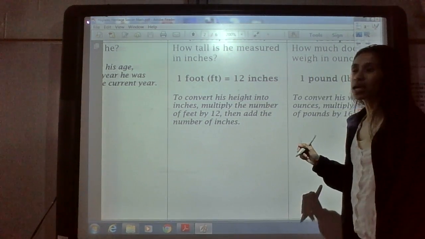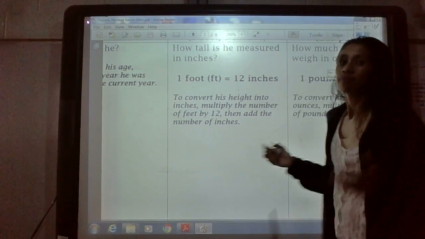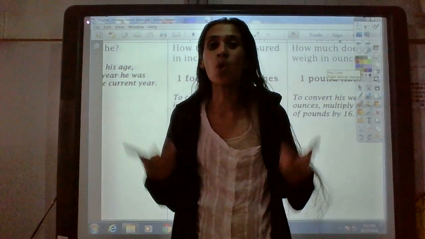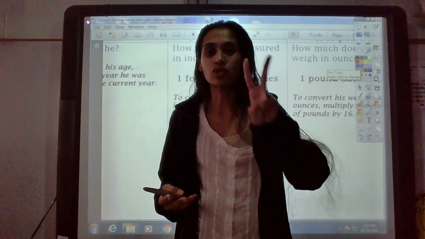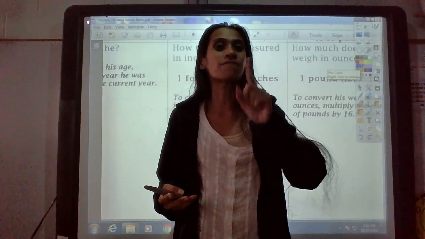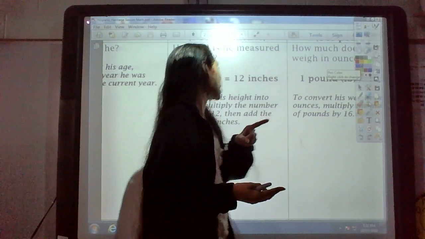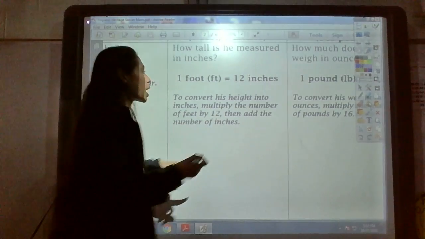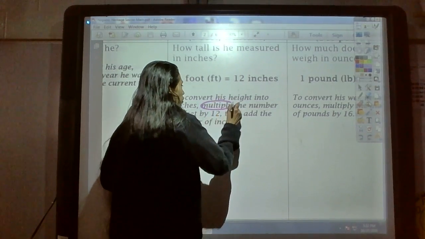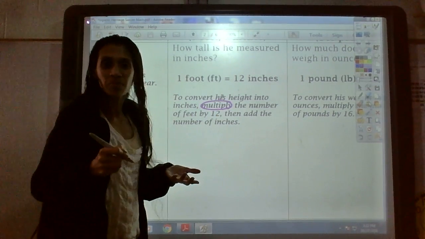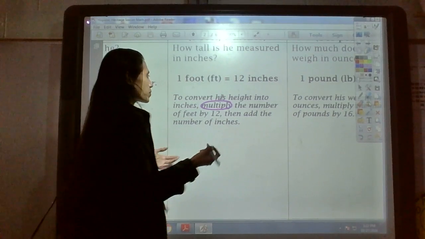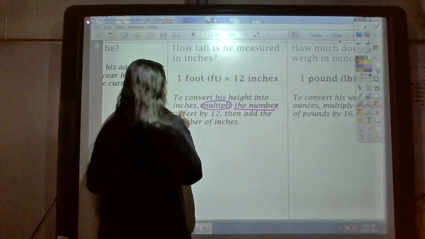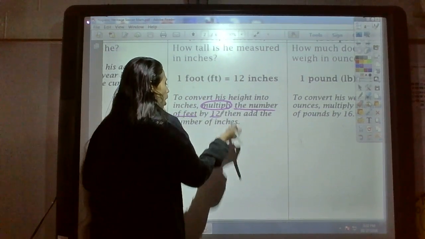So this is a 2-step problem, multi-step. That means it's more than 1 step. I need to do 2 steps. So what is the first step? The first step is to multiply right there. The first operation we have to do is to multiply. Multiply what? The number of feet by 12.